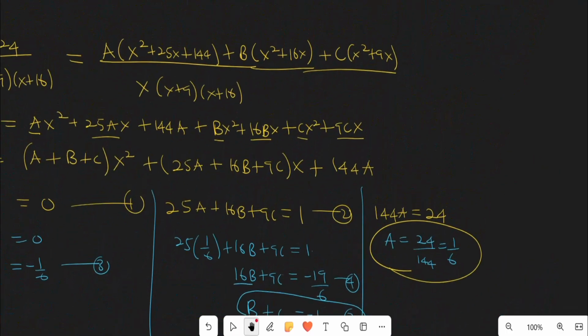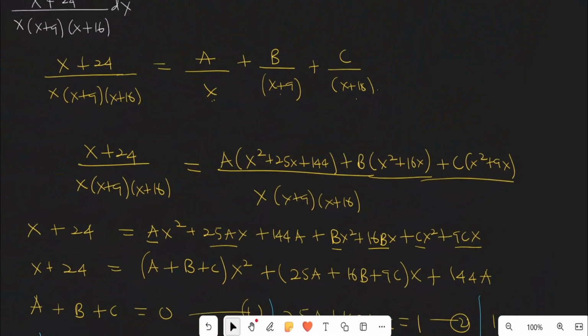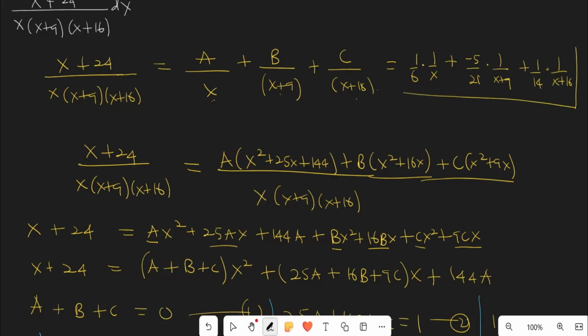So we can now go back here to our partial fractions. Here we can now split our integral this way. A is 1 over 6, so that is going to be 1 over 6 multiplied by 1 over x, right? Plus, what is b? B is negative 5 over 21. That is negative 5 over 21 times 1 over x plus 9. And then c is 1 over 14. That is plus 1 over 14 times 1 over x plus 16. So this one is how our integral can be split.